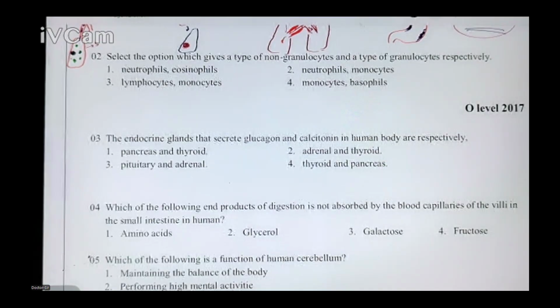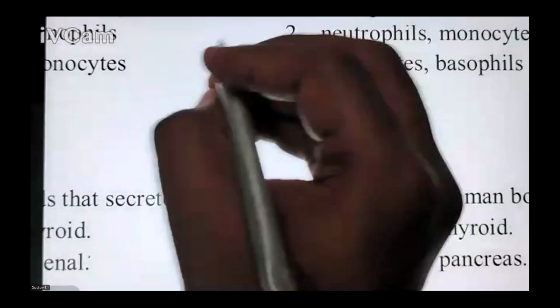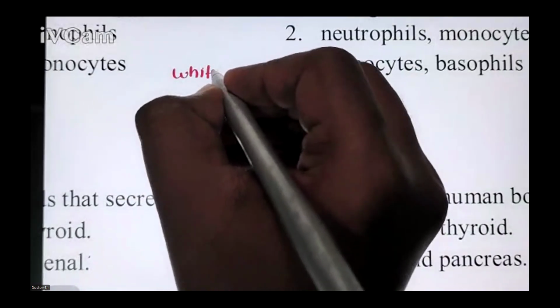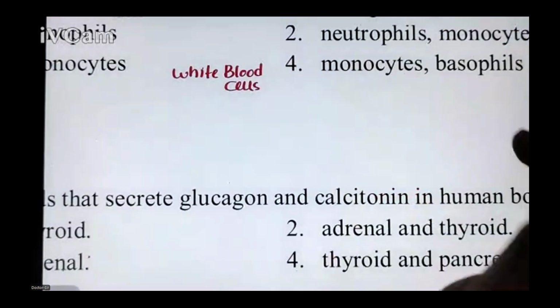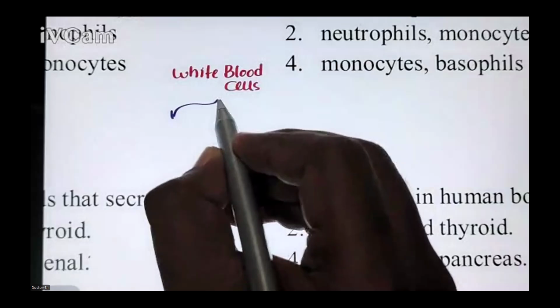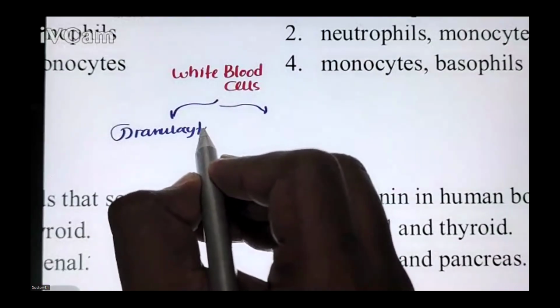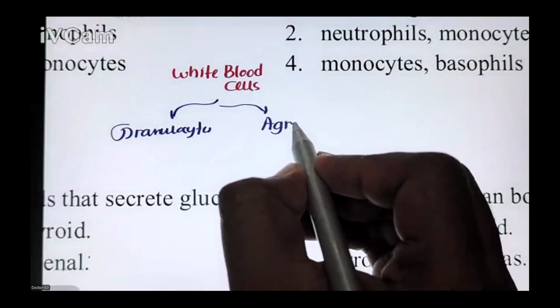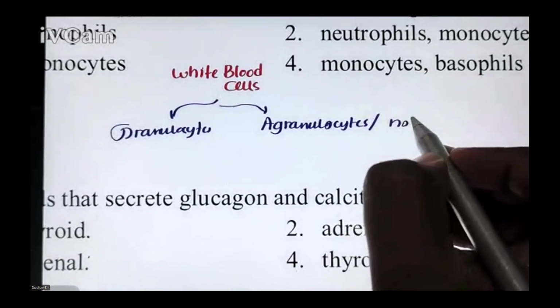Next one, select the option which gives a type of non-granular sites and granular sites respectively, right? What are the non-granular sites and granular sites? We will have white blood cells. We divided them into two categories: one is granulocytes, the other is agranulocytes or non-granulocytes.